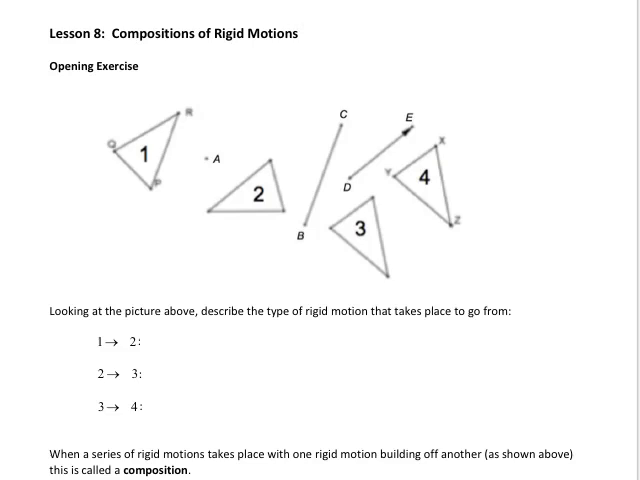Now we're going to combine our rigid motions into what's called compositions of rigid motions. So we're going to do more than one rigid motion to an image. And I know this image is a little bit blurry, but if you look at the picture, we want to know the type of rigid motion that takes place from image 1 to image 2, and then 2 to 3, and then 3 to 4. So we'll take them one at a time.